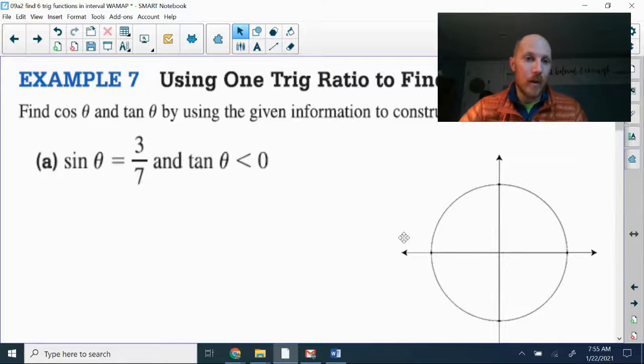Let's do some examples. First up is this one, example A. So the directions are going to be the same. We'll do 3 examples, same directions each time. Find cosine of theta and tangent of theta using the given information.